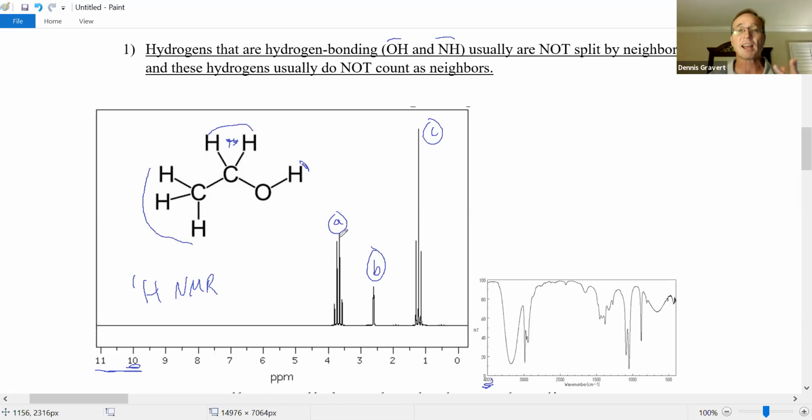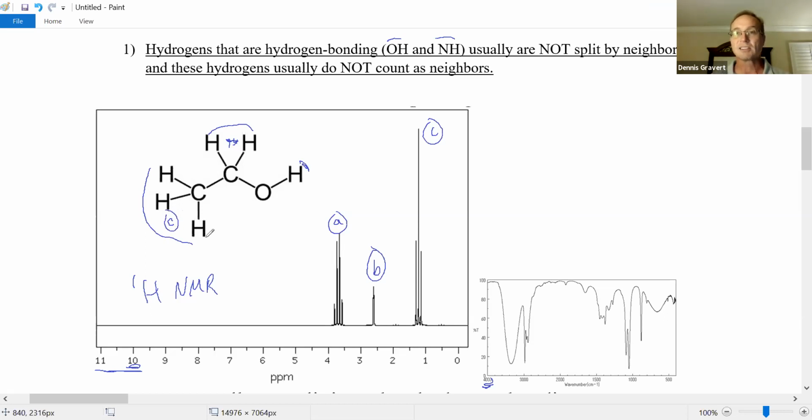Integration has to do with the area of each peak. The bigger the area, the more hydrogens that produce it. That's actually the most telling, the most helpful here. Which peak has the most area? C does. This cluster of peaks belongs to one type of hydrogen, and it's the biggest, carries the most area. Therefore, it was made by the greatest number of hydrogens, these three.